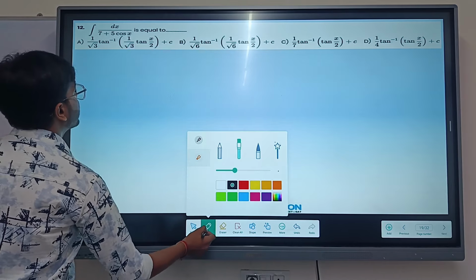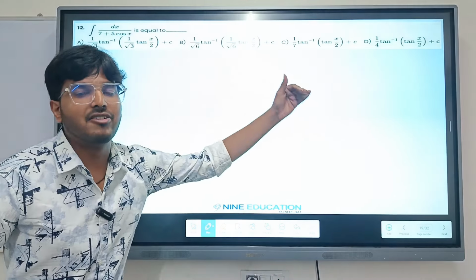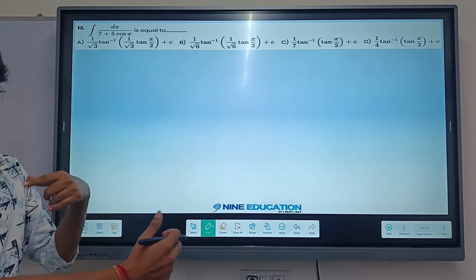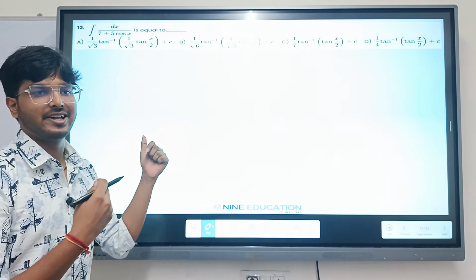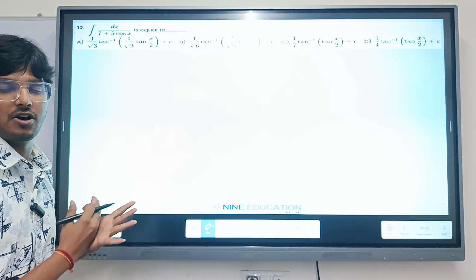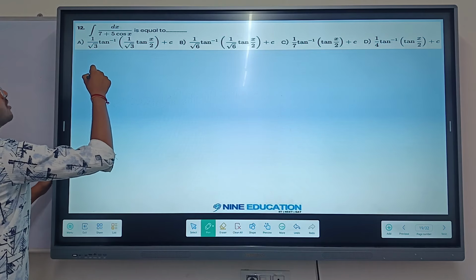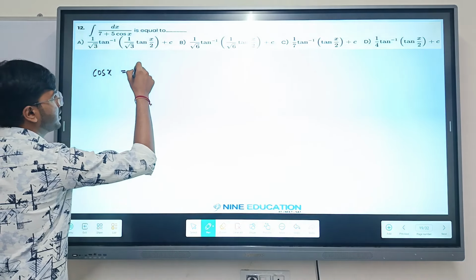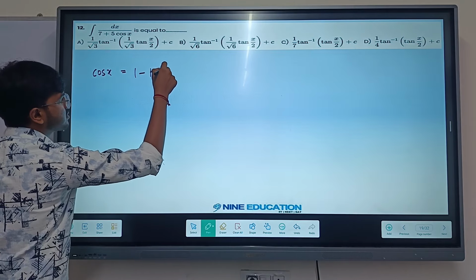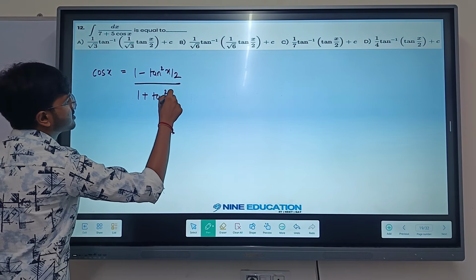Question number 12. Integration dx by 7 plus 5 cos x, indefinite integration. Now look at the options. Everything is in tan x by 2. So basically we have to convert to tan x by 2. For these types of questions where there is just sine or cos in the denominator, we convert everything to tan x by 2. So we have cos x in the denominator. Cos x in terms of tan x by 2 is 1 minus tan square x by 2 divided by 1 plus tan square x by 2.